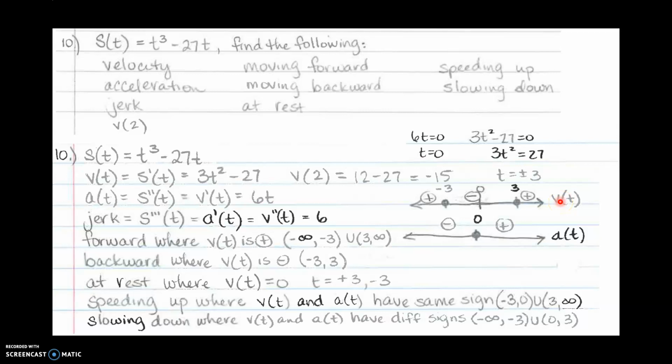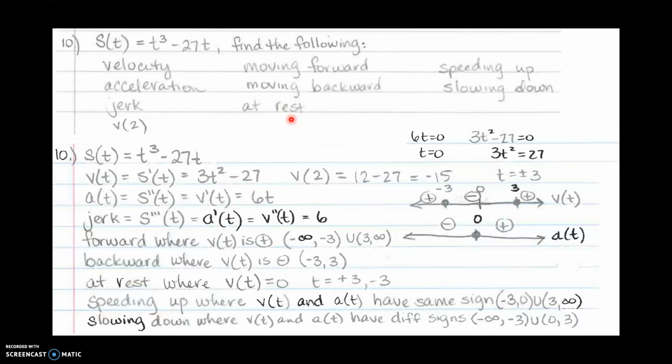Now, if they tell me something like, we only want to give the values in the original problem where time is greater than or equal to 0, then I would just say from 0 to 3 it was moving backwards, and from 3 to infinity it was moving forward. All right, then we want to know where it's at rest. It's at rest where my velocity is 0.